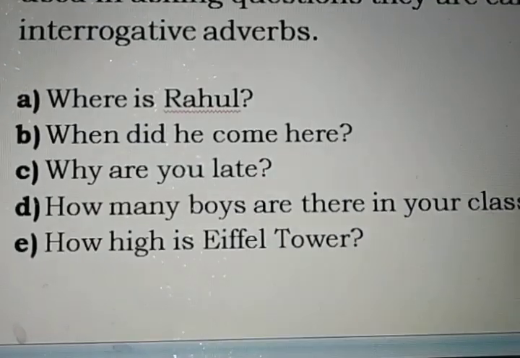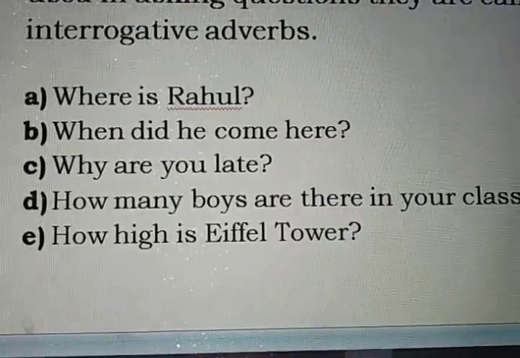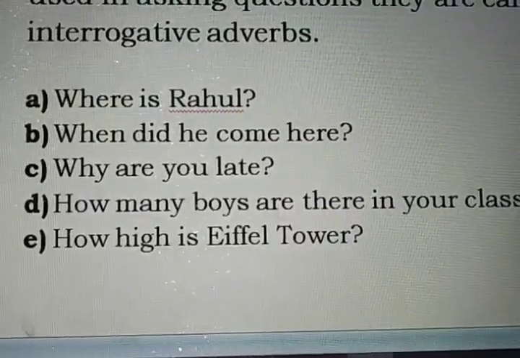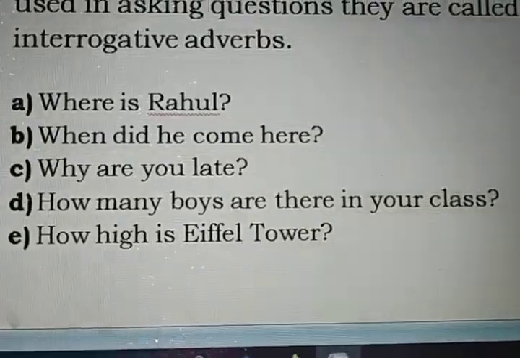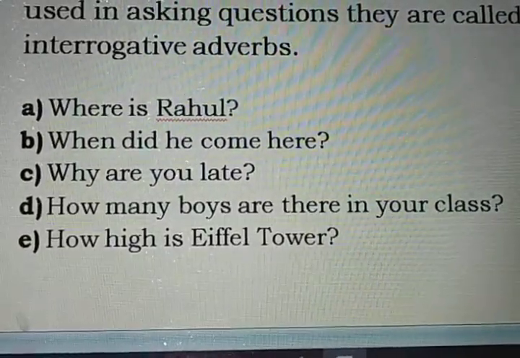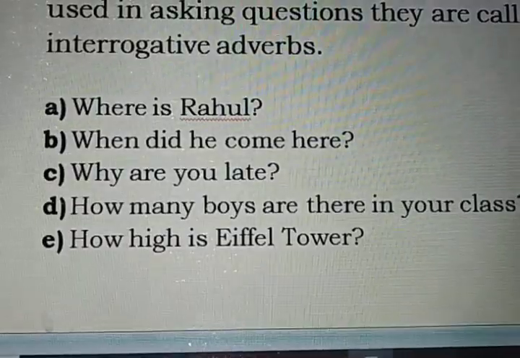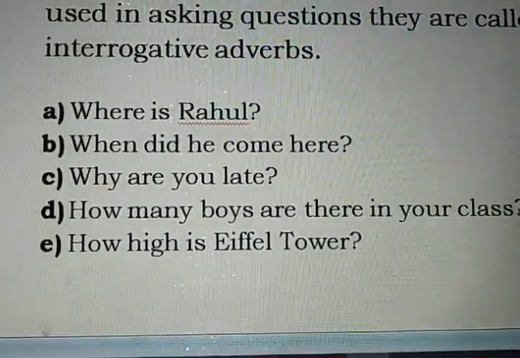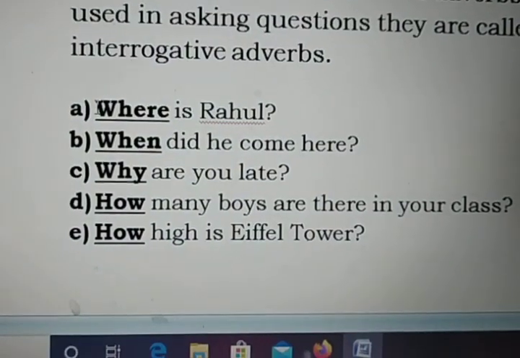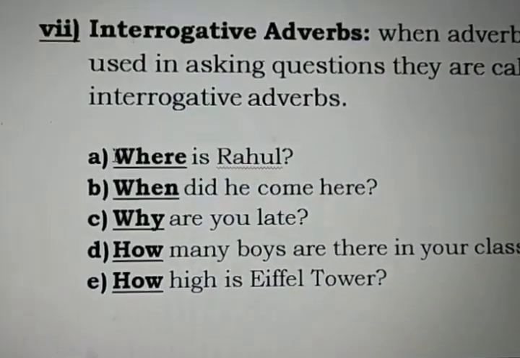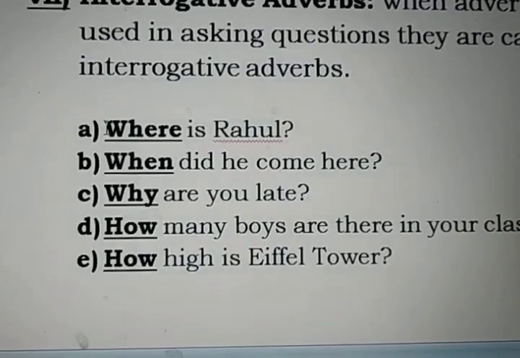Examples given below: where is Rahul? Second one, when did he come here? Third one, why are you late? Fourth one, how many boys are there in your class? Fifth one, how high is Eiffel Tower? So all these underlined words are interrogative adverbs. We use them to ask questions.